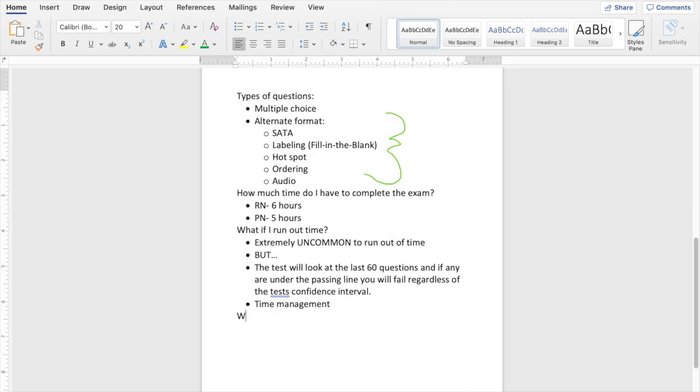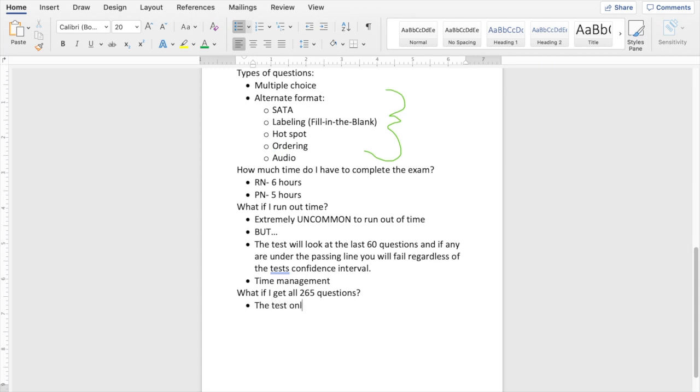So going off that, another question a lot of people have is what if I get all 265 questions? The answer to this one will hopefully come as a relief to a lot of you, and that is the test only looks at the very last question that you answered. So at 265, if your last answer is above the passing line, you pass the exam, which is fantastic. However, on the other side of that, if it's below that passing standard, you'll fail. But hopefully by the end of that, you'll be above that passing line.